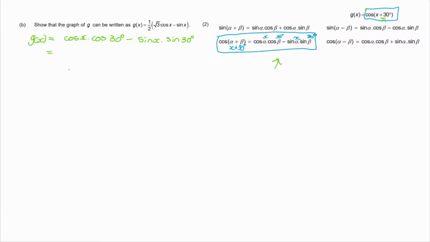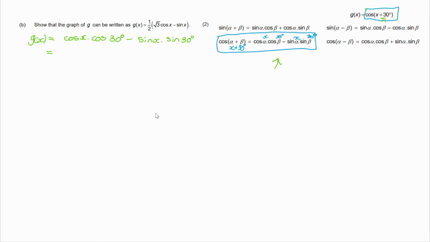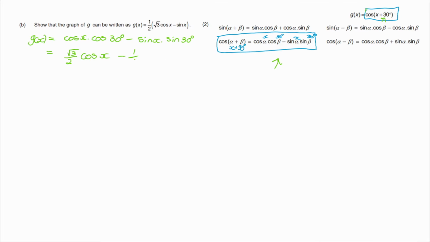So cos 30 degrees, remember, you can just use a calculator. So cos 30, what is that? √3/2. So basically here we have √3/2 cos x, minus, now what is sine 30? Sine 30 should just be 1/2. So minus 1/2 sine x.